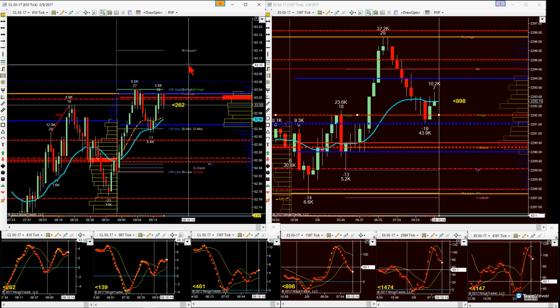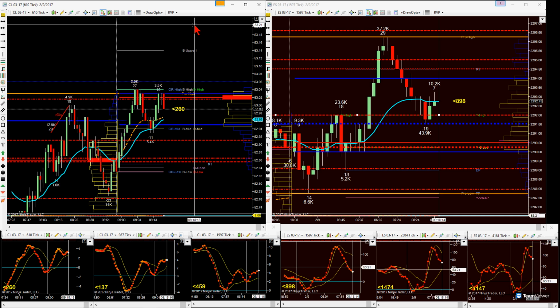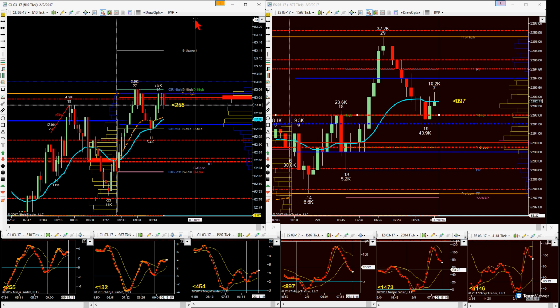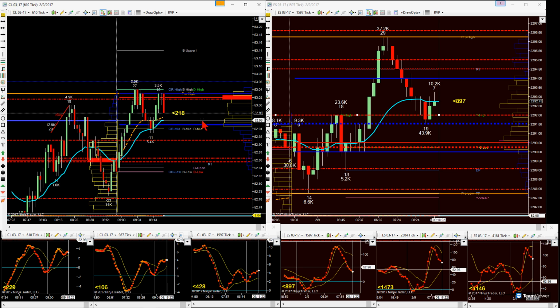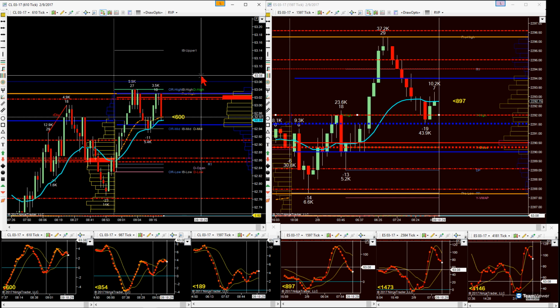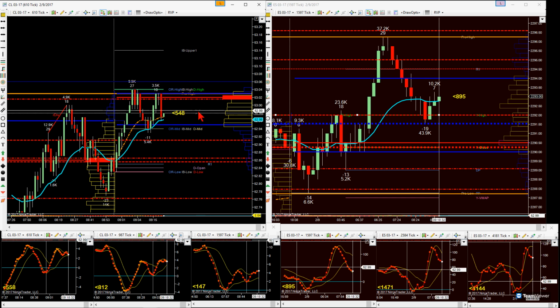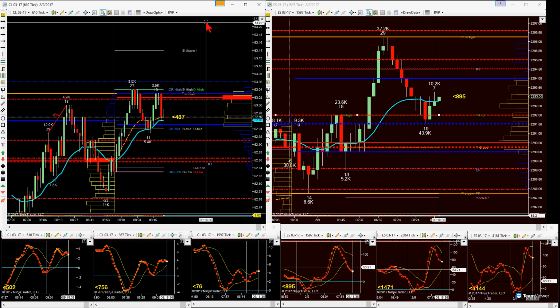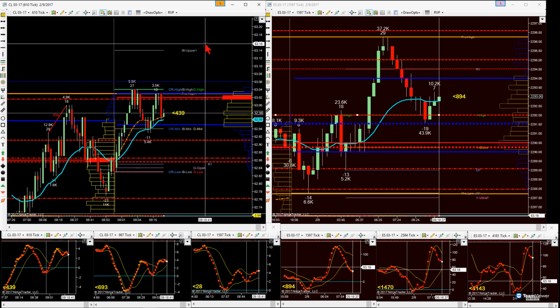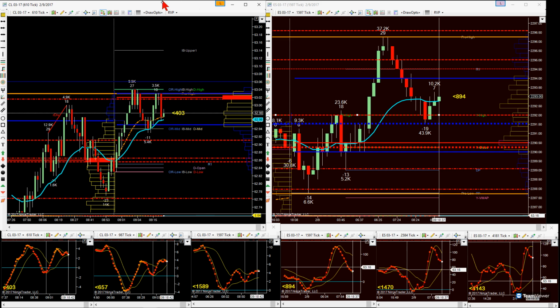Remember, above us, microcomposite VPOC is at the 5322-ish level, 22, 23. So this break up into this area here, granted, it could stop anytime it wants to, but a break above into that area really does become our expectation, to get up to that microcomposite VPOC and potentially ultimately up to the 5350.